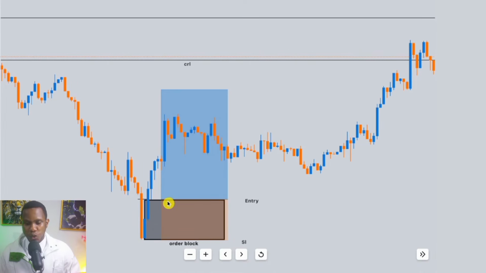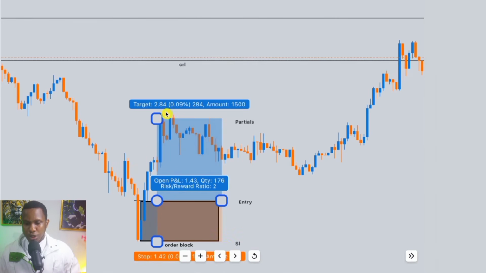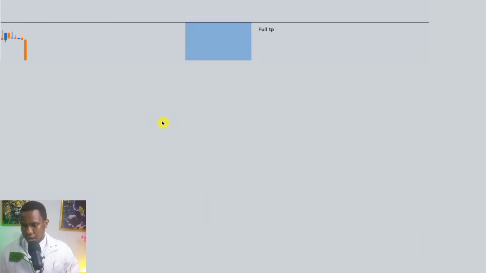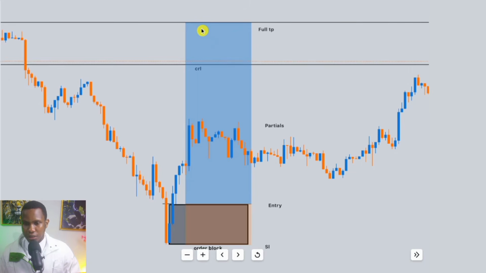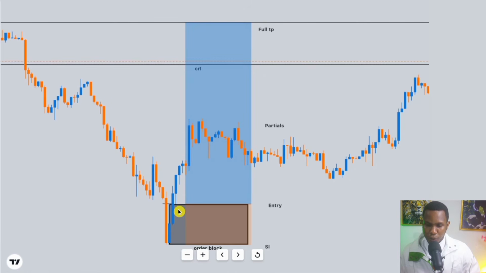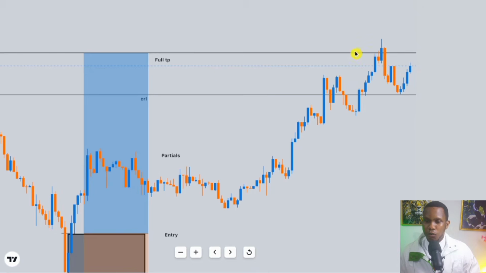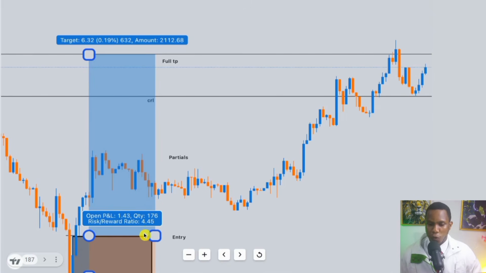Make our entry here, stop loss below that order block candle. I will target a 1:2 for partials. I'll let the remaining run to this high as full take profit. Can you see how the market returned back to our order block candle, moved towards our partials before finally running to our full take profit, guys? So this is a 1:4.5 risk to reward ratio, guys.